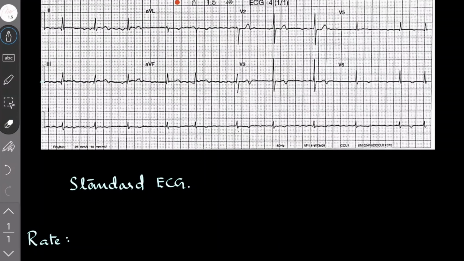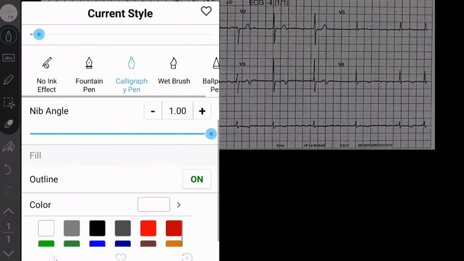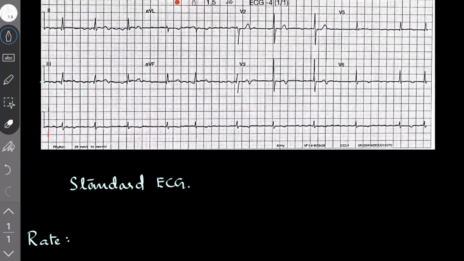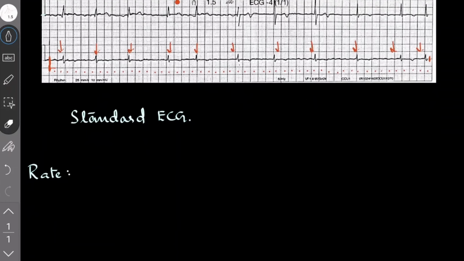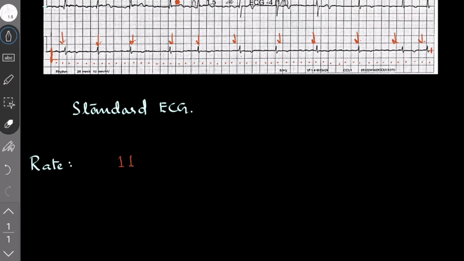So here we start from here: 1, 1, 2, 3, 4. From here to here there are 50 big squares, and we find 1, 2, 3, 4, 5, 6, 7, 8, 9, 10, 11 QRS complexes. So the final rate is 11 times 6, which comes to 66 beats per minute.